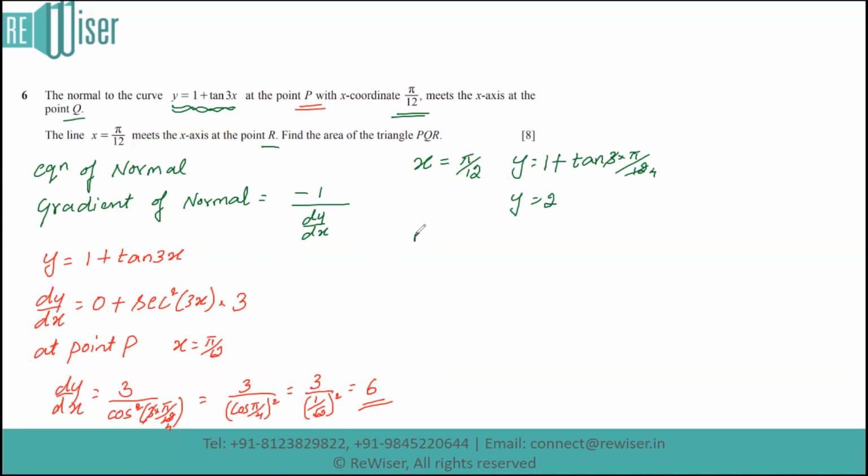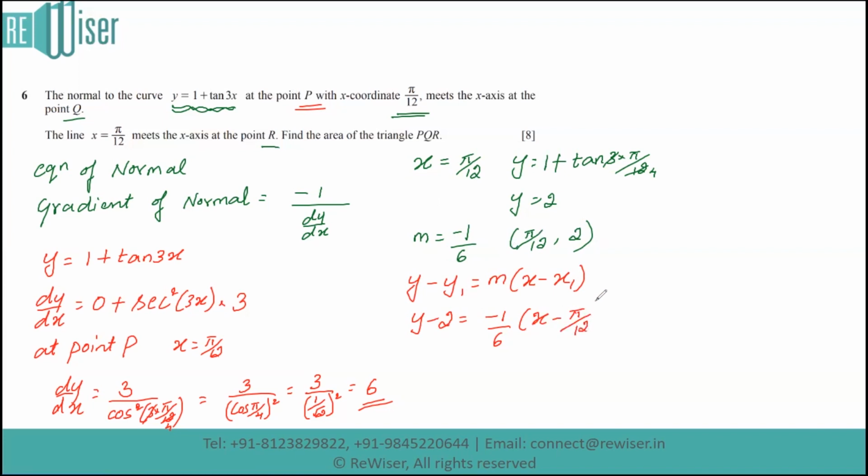The equation of the normal will have the gradient minus 1 over dy by dx, and the value of dy by dx we have is 6, passing through the point pi by 12, comma 2. Whenever I need to find the equation of a line with a gradient passing through a given point, we use the formula y minus y1 equals m into x minus x1. Substituting, it's y minus 2 equals minus 1 over 6 into x minus pi by 12. This is the equation of the normal. If you want, you can simplify it further, otherwise keeping it like this is completely fine.